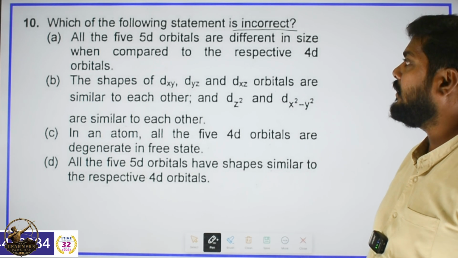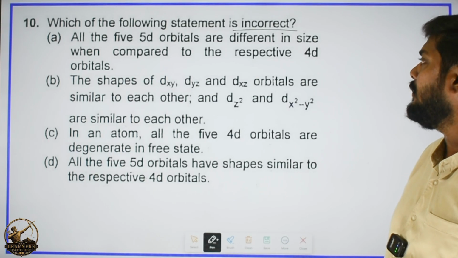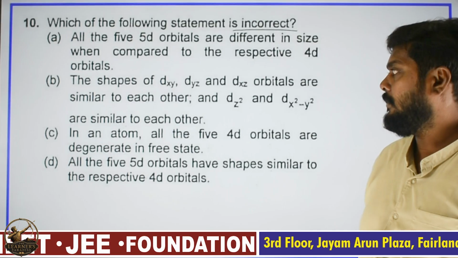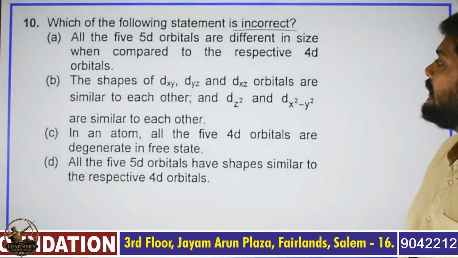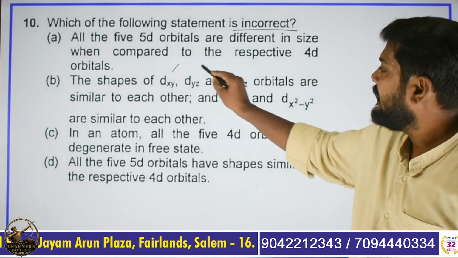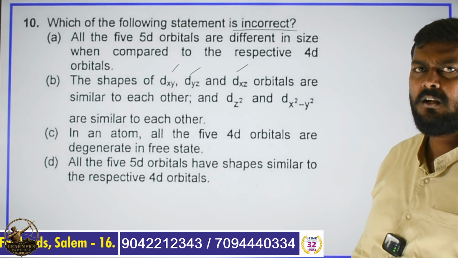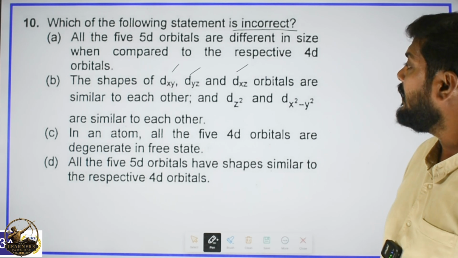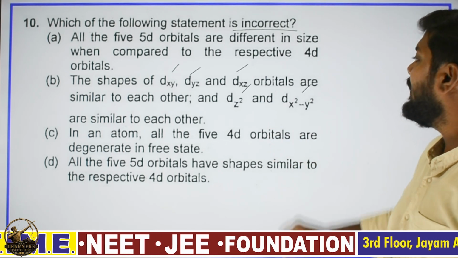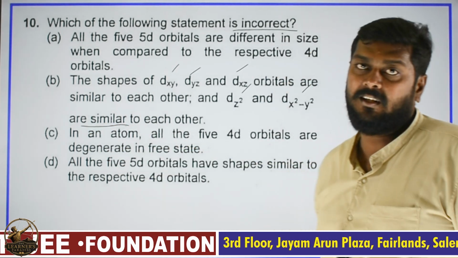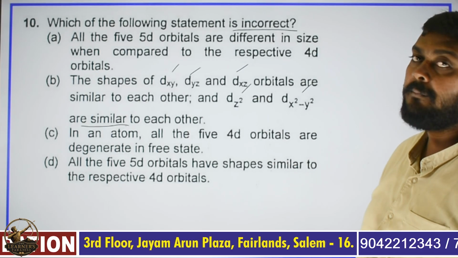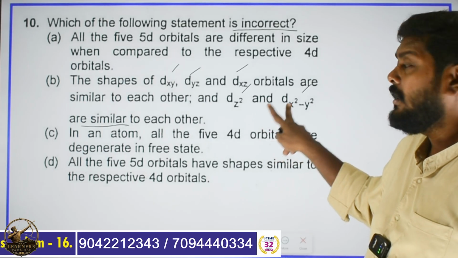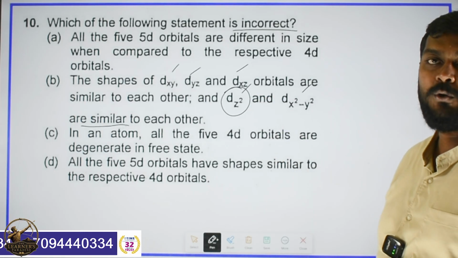So what have they said in the first statement? All 5d orbitals are different in size compared to 4d orbitals. That is obviously correct. You have read that in D and F block, right? And what have they given in the second? The shape of d xy, d yz, d zx are all similar. That will be similar because these three will be present in between the axes. And what have they said? dz square and dx square minus y square are similar. You know, dz square will be totally different. But both of these will be present on the axes, but the shape of dz square will be totally different.